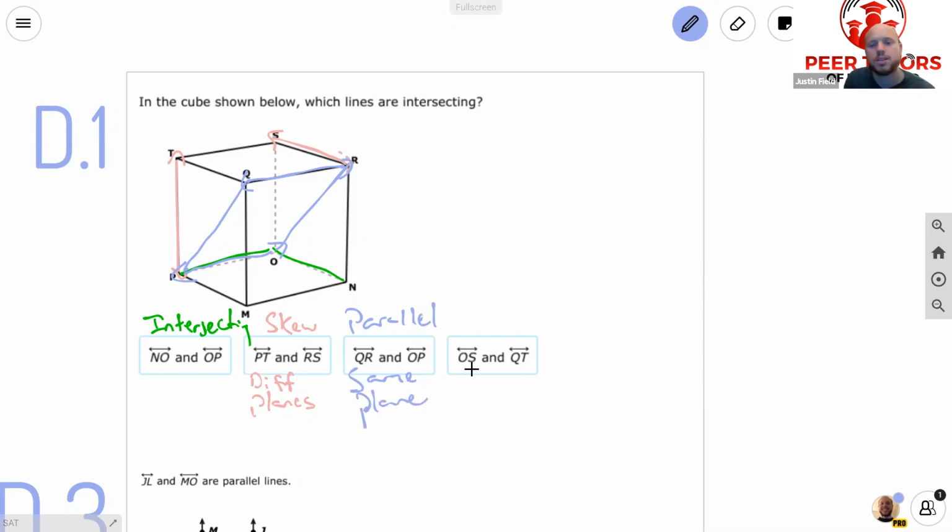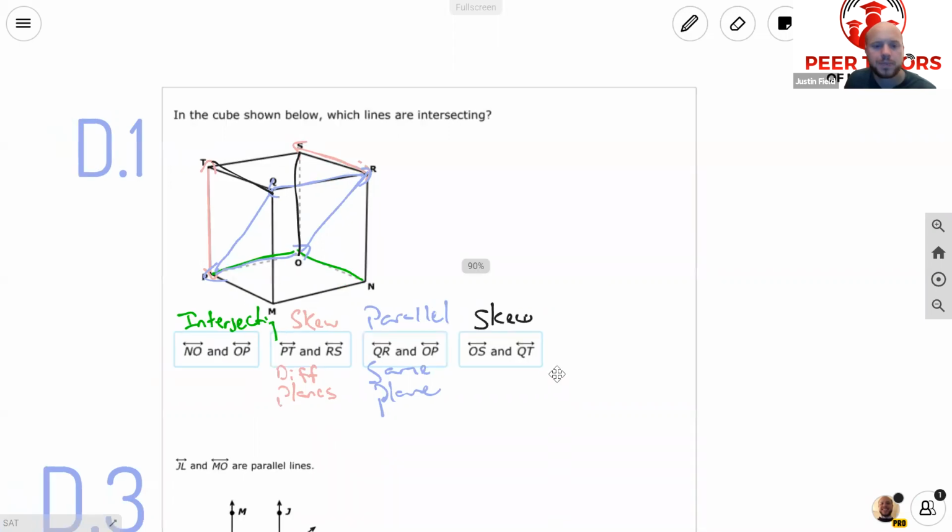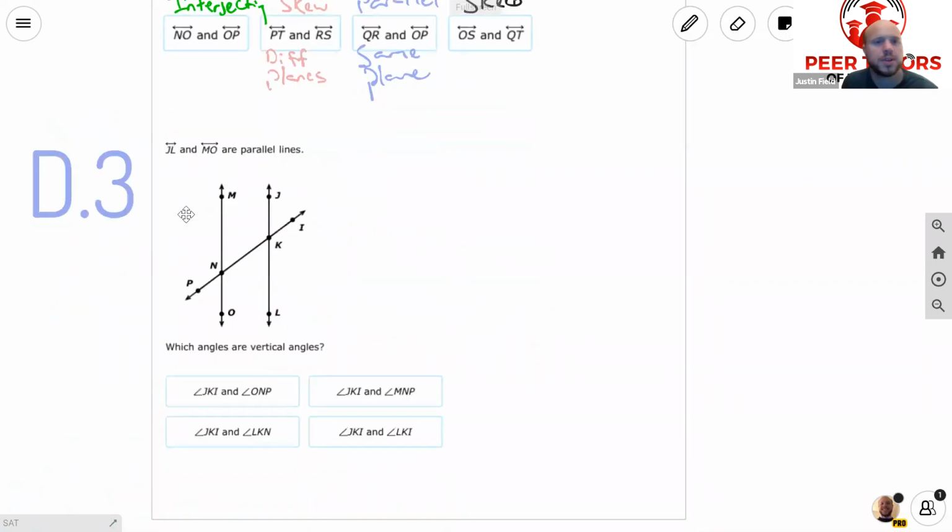All right, now let's look at OS, right back there, and QT. What do you think? I think they're skew. So those are the three types of lines there. All right. Moving on.